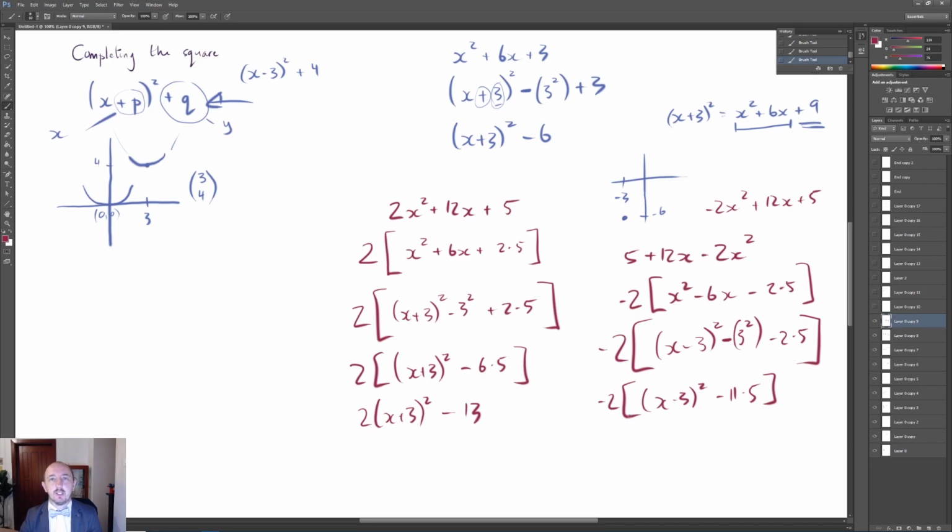If there's a negative, they usually ask you to write it the other way round. So if we have minus 2 times x minus 3 squared, and then minus 2 times minus 11.5 is plus 23, in the question they'll ask you to write the constant first and then the brackets, like that. Okay, so completing the square allows you to see the coordinates of the turning point of a quadratic. We can also use it to solve equations, but it's much easier to factorize or use the quadratic formula as well. Check my other videos if you're interested in that.